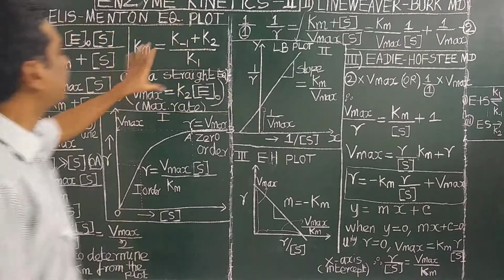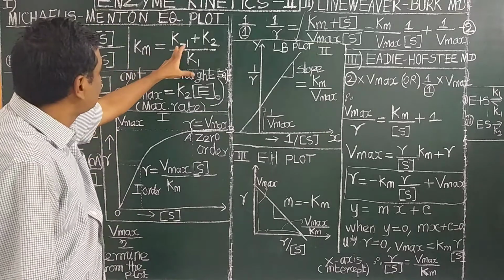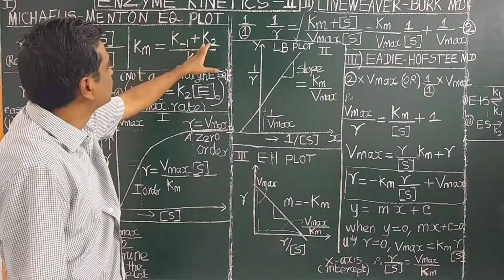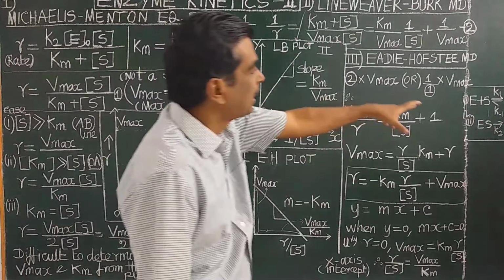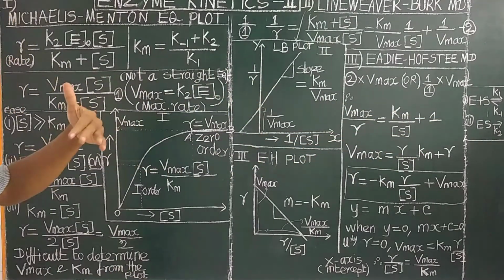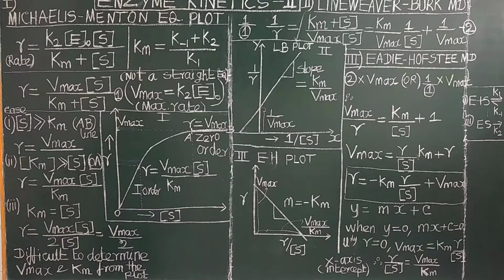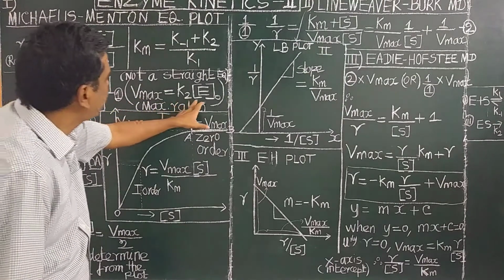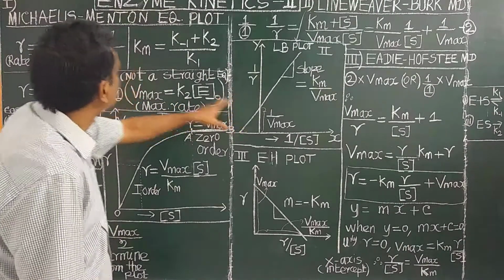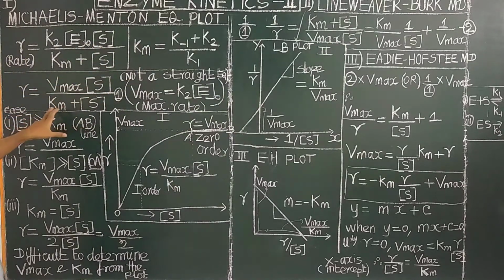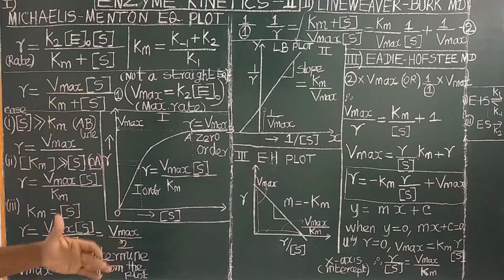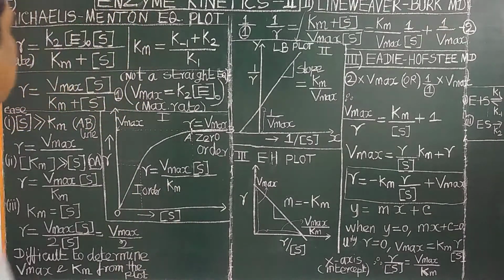the Michaelis-Menten constant, the Michaelis constant. It is equal to (k minus 1 plus k2) divided by k1. k1, k minus 1, k2 I have shown here. Okay. This Michaelis-Menten equation can be rewritten in this form: R equals Vmax times substrate concentration divided by Km plus substrate concentration, where Vmax equals k2 times initial enzyme concentration, and Vmax is the maximum rate of the enzyme catalyzed reaction.